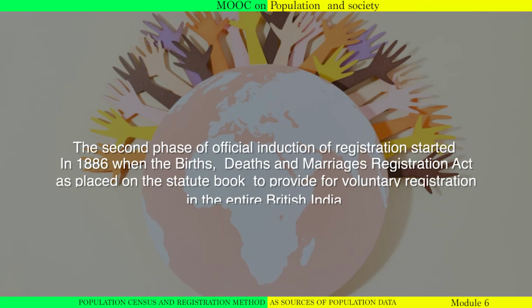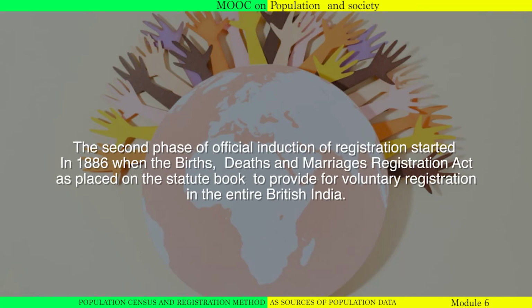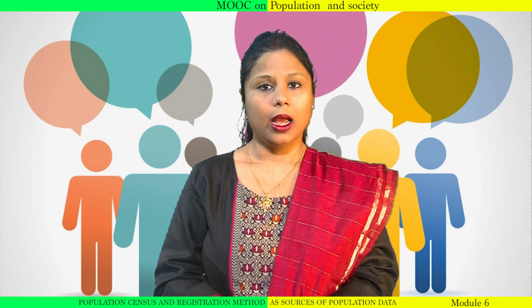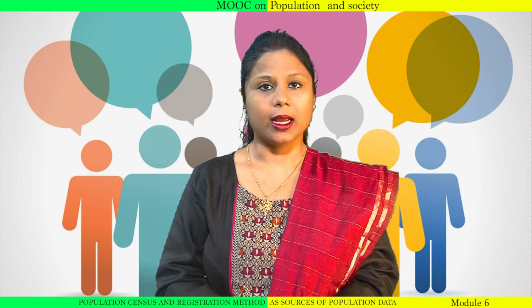The second phase of official induction of registration started in 1886 when the Birth, Death and Marriage Registration Act was placed on the statute book to provide voluntary registration in the entire British India. A few provinces like the erstwhile composite Madras as well as Bengal had their own specific acts.